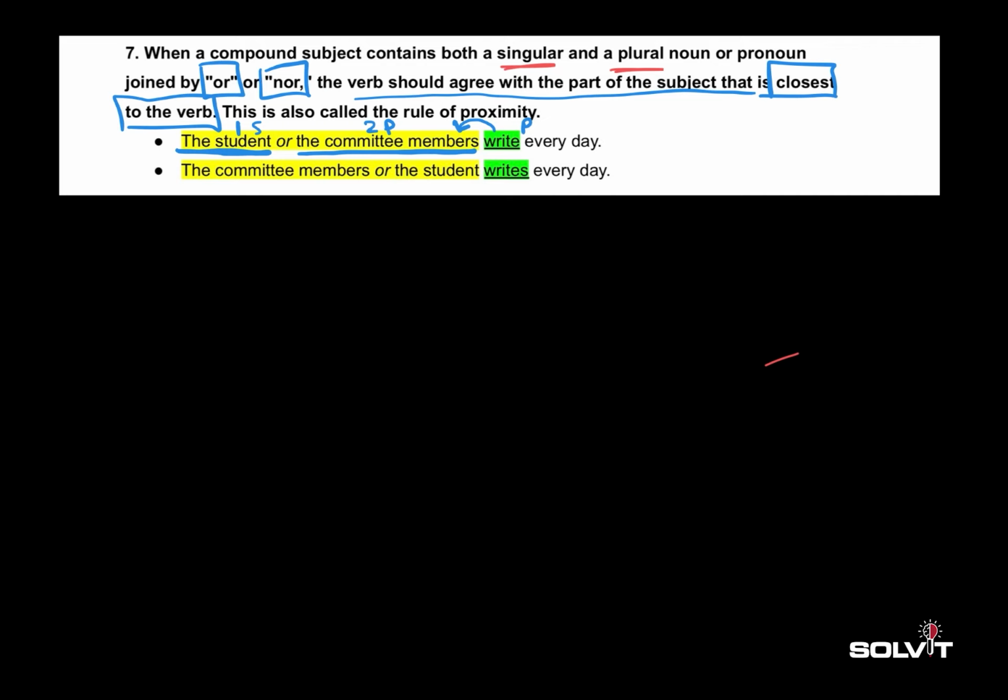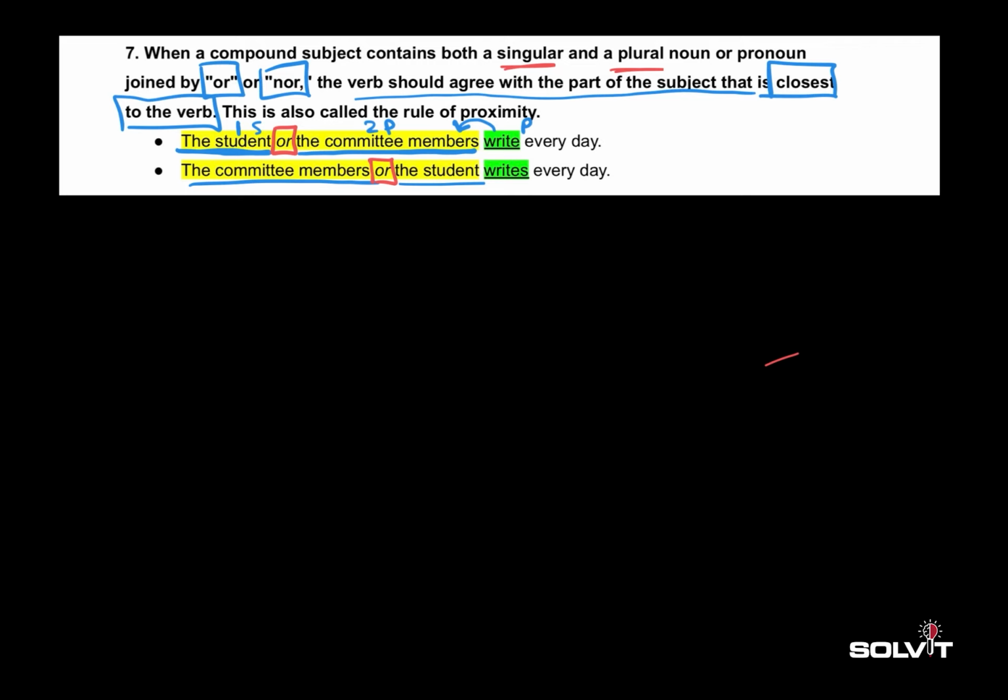Okay, similarly, let's read the second sentence. It's the same sentence, they just moved around the subjects. So again, the committee members or the student writes every day. Okay, there's one very important detail over here, that these are being connected by the word or. And what did I explain to you about the word or? The word or means that either one or the other, both of them are not doing anything together. The action being done in the sentence is only being done by one of the subjects, not both of them together.